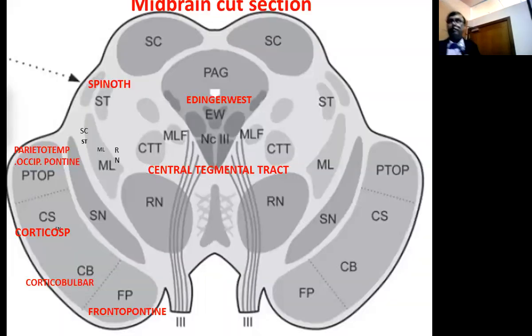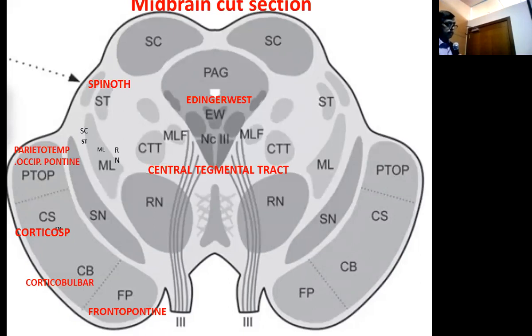Let's look at the transverse cuts. And here is the complexity. It's not complex. This is the crus, this is midbrain. This is the crus of the midbrain. It contains the corticospinal tract in the middle, the corticopontine part, and the parieto-occipital part.